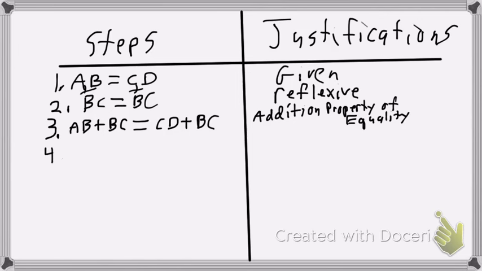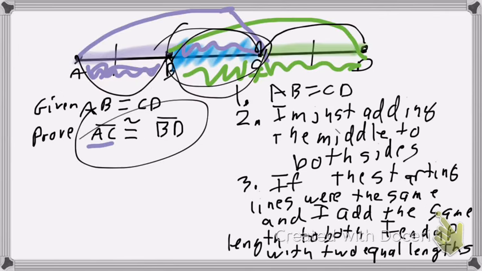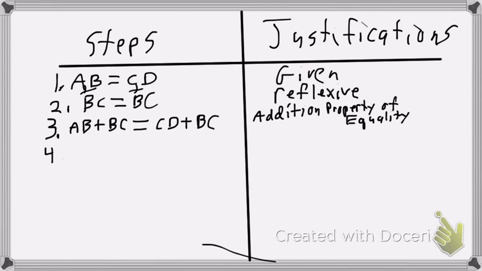And then we go number 4. So what do we do now? So we just said we're adding the same thing to the middle to both sides. So we go there. And then we go, if the starting lines were the same and I add the same to both lengths, then I end up with 2 equal lengths. Now that's what I know I'm doing. But how do I say that when I look to my final lengths?